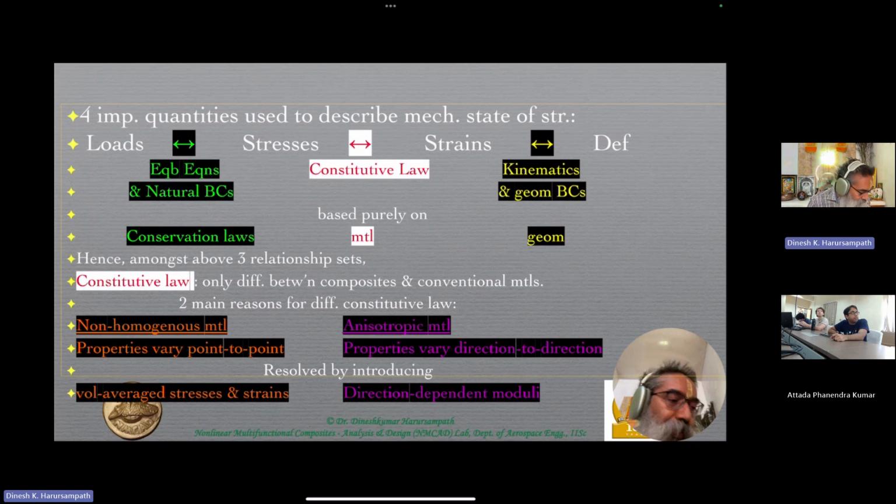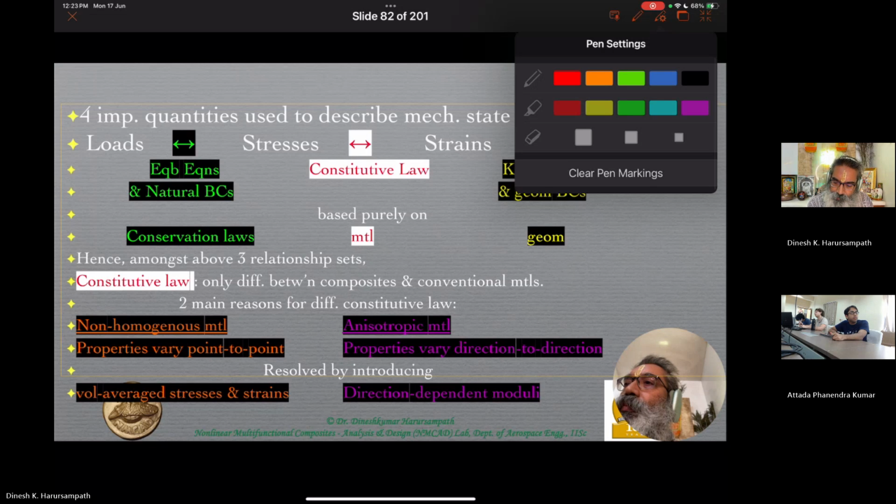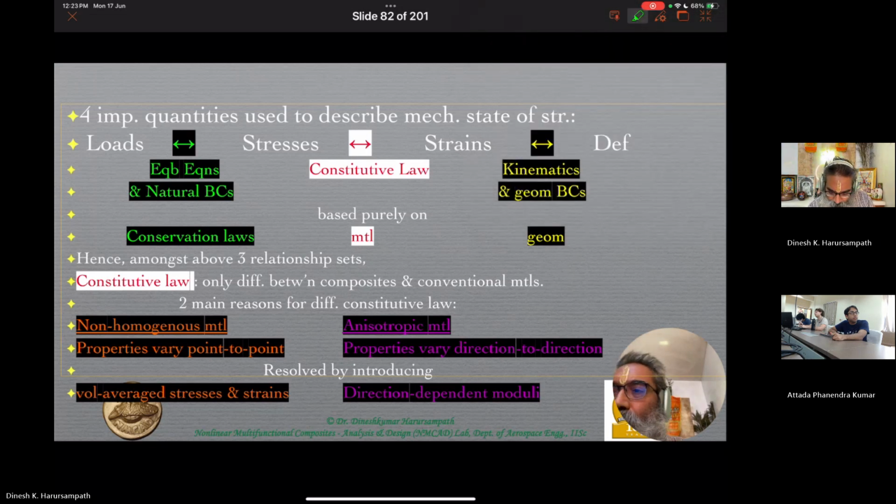We've introduced direction dependent moduli, examples of which were ET, EL, ν_LT, and then we had G_TT', etc. These are the things we had in order to make sure that you're not talking of a single Young's modulus or a single Poisson's ratio, or single shear modulus for that matter; G_LT should also be there. So these are the five that are typically used.